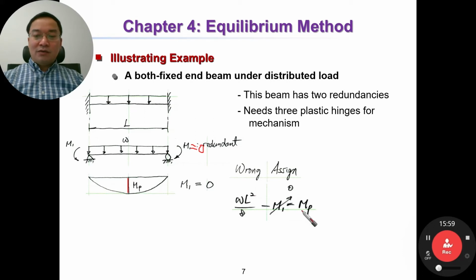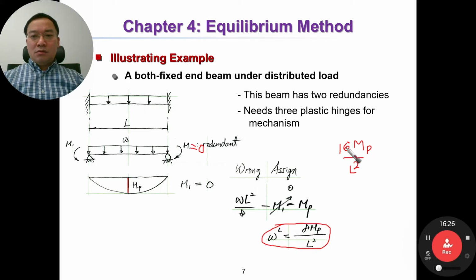Then we have the load equal to 8 MP over L. The correct one is 16 MP over L square. But this one is wrong.